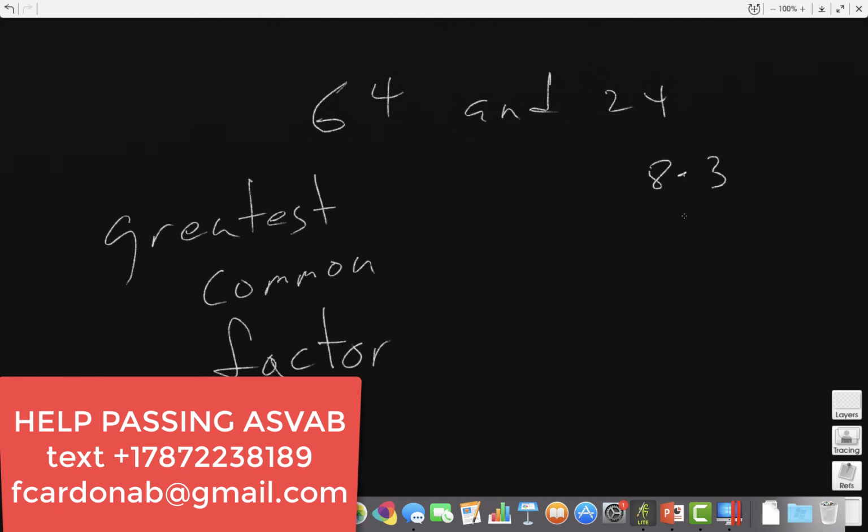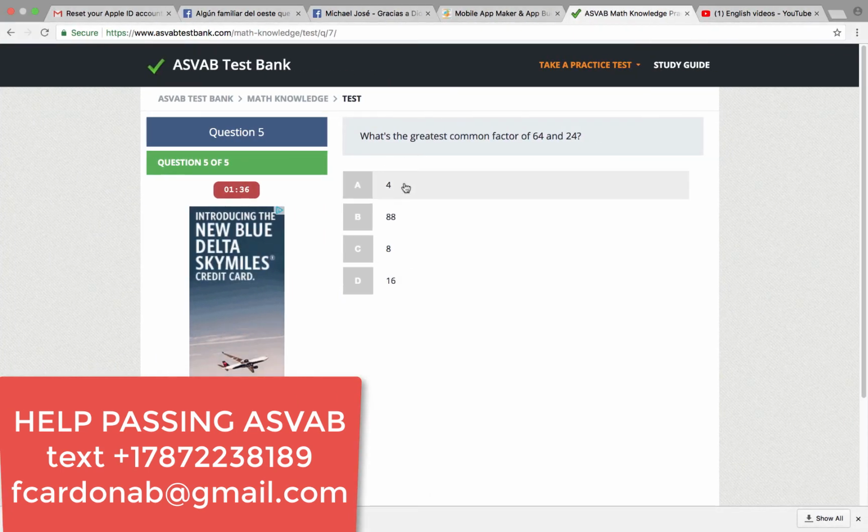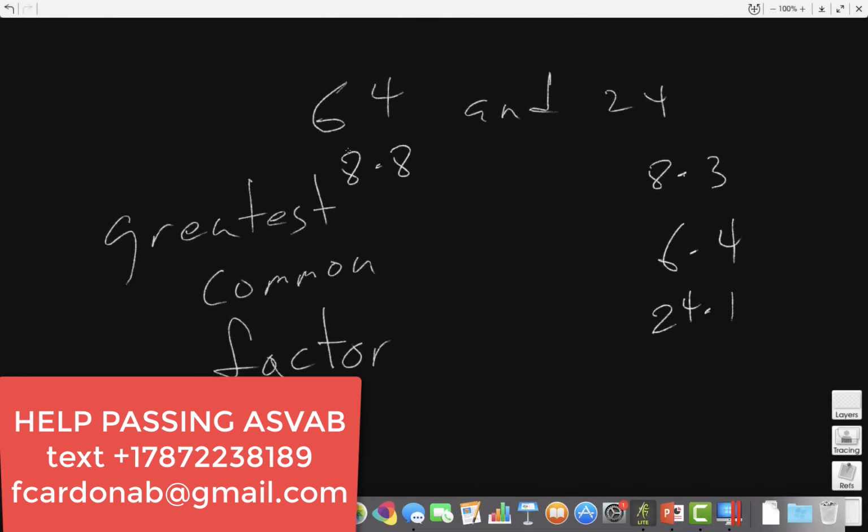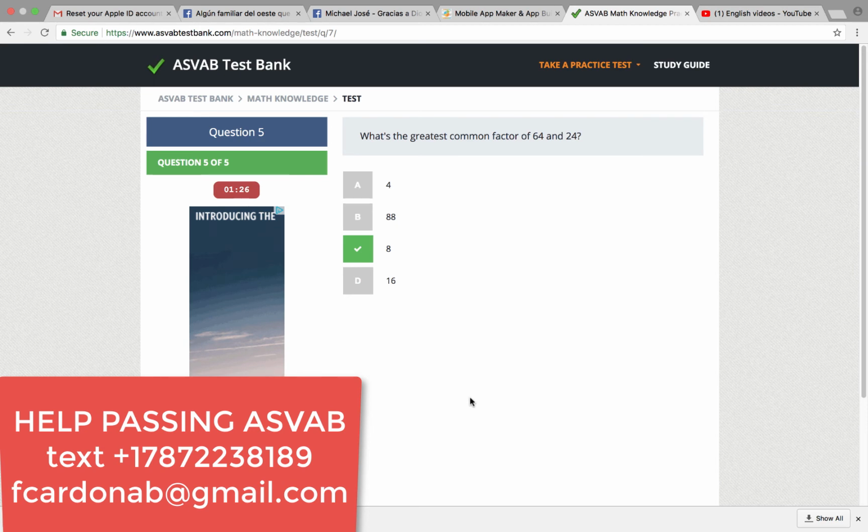8 times 3 is 24. 8 times 8 is 64. And I don't think 24 is a common factor. Here you could have more factors, 6 times 4, 24 times 1. And over here, well, I don't think 24 is going to apply. So here they have 16. 16 is not a factor of 24. So that would be 8. 8 is the greatest common factor there is. So basically that's it.